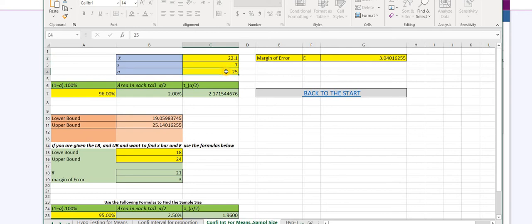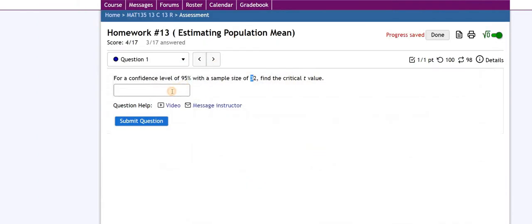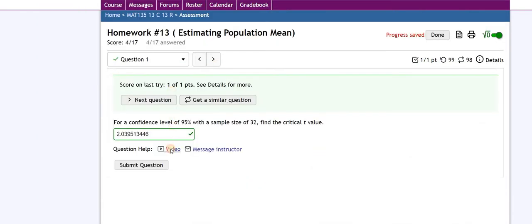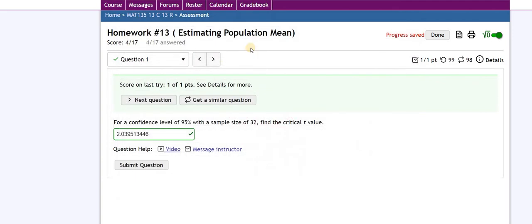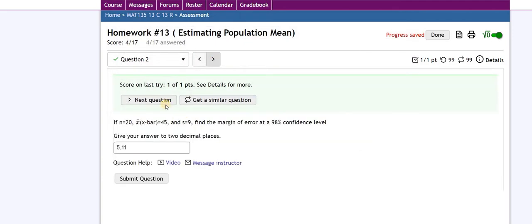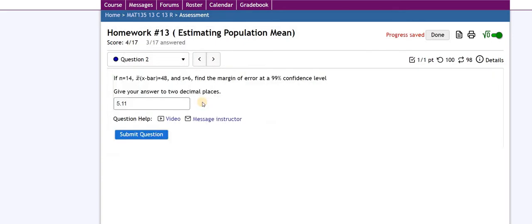So in this case, I just need to find t critical. I need to change n, and I need to change the level of confidence. So n is 32, and the level of confidence is 95. Now this is t. I'm going to just copy it, and I will paste it over here. If you want to know how to find t by hand, then you're going to watch this video and you can find it by hand. I'll show you step by step how to do that.